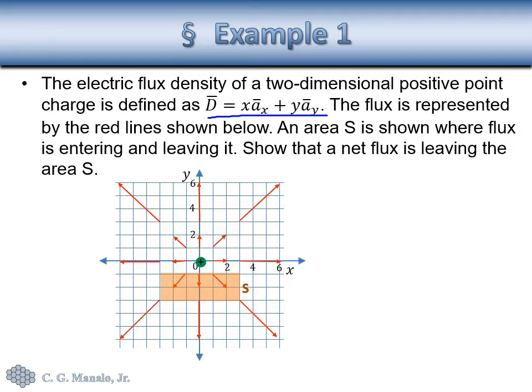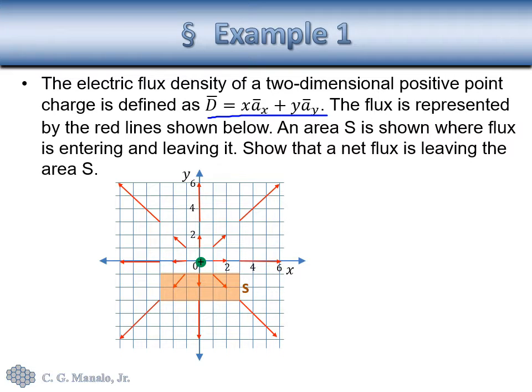This flux density is shown graphically by the lines represented by the red arrows. The farther you are from the origin, the longer are the arrows, indicating that the flux density is getting stronger as you go away from the origin. This example is not typical of the actual flux density due to a point charge, because in reality, the farther you are from the point charge, the weaker is the flux density.